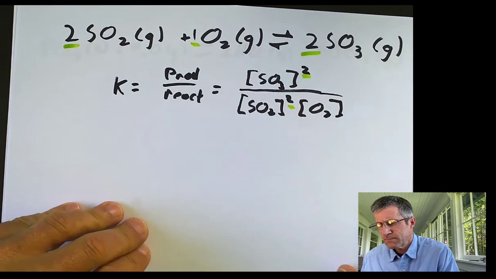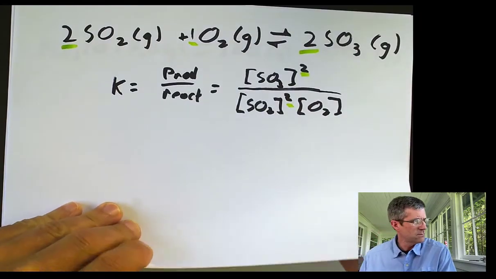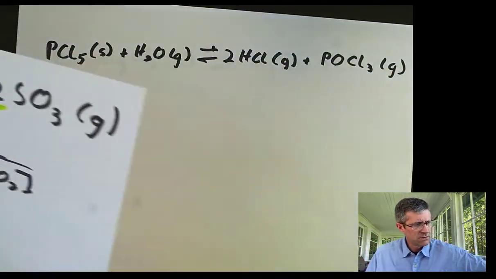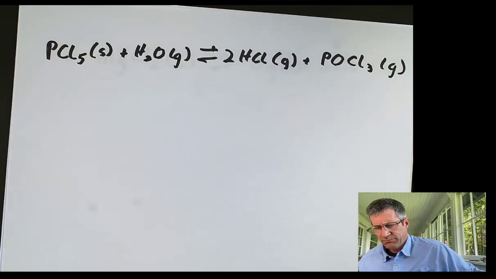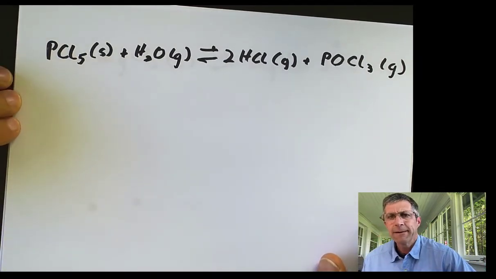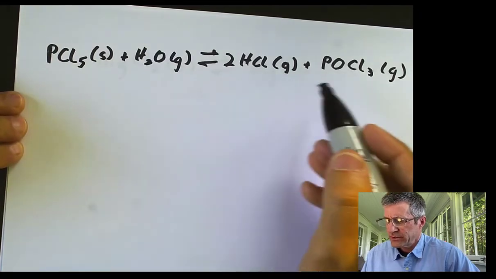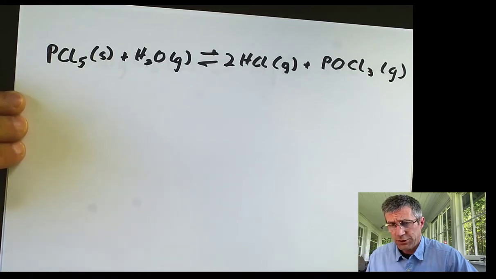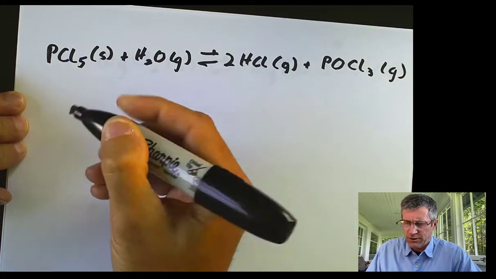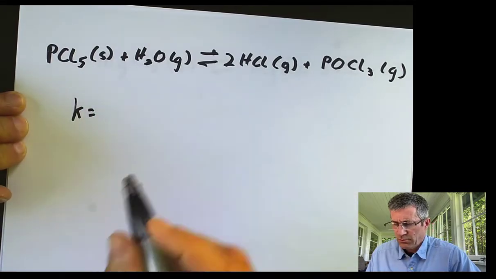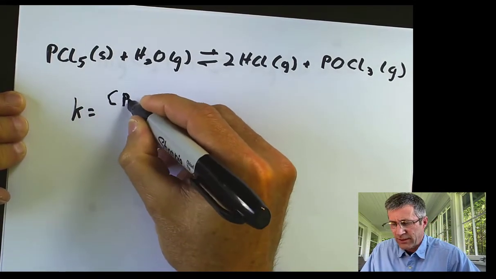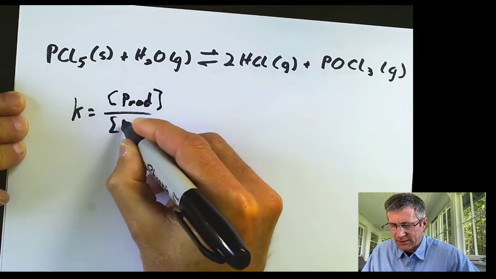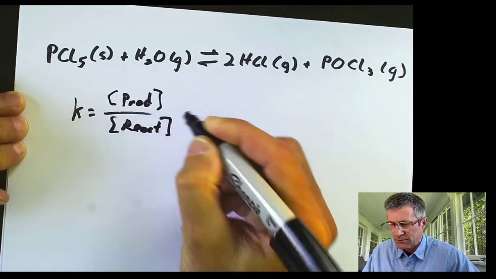So let's look at another example. Let's take this one, PCl5. I'm going to combine that with water, and this is going to produce hydrochloric acid and POCl3, so something else. So states are really important here. Notice I'm going to write an equilibrium constant, right? So my equilibrium constant, K, is going to be something about the concentration of the products raised to their coefficients divided by the concentration of the reactants raised to their coefficients.